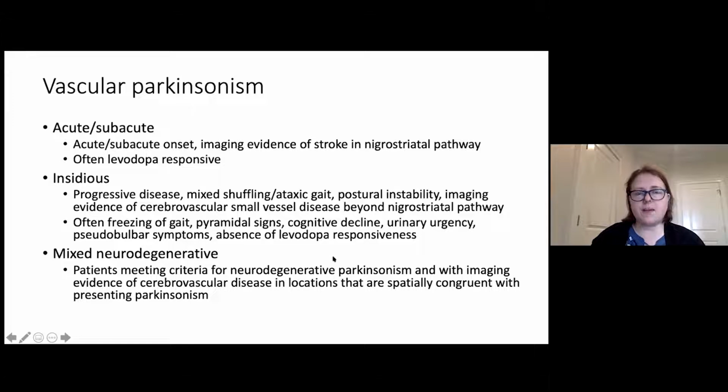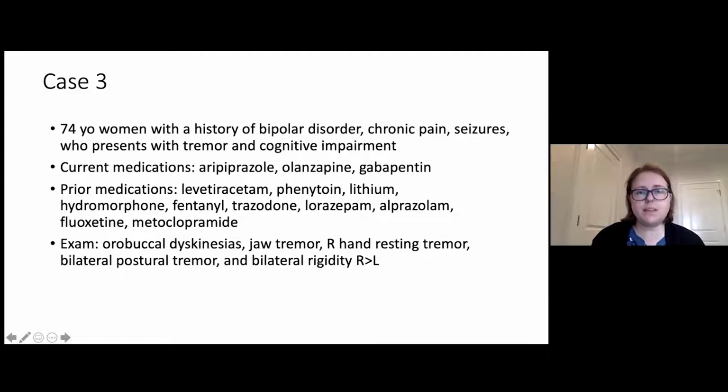There can also be an absence of levodopa responsiveness, whereas in the more acute vascular Parkinsonism, like the patient I showed you, they often are levodopa responsive. Okay, that brings me to case 3.